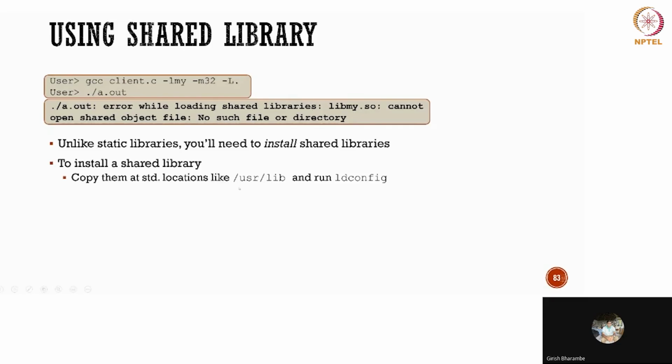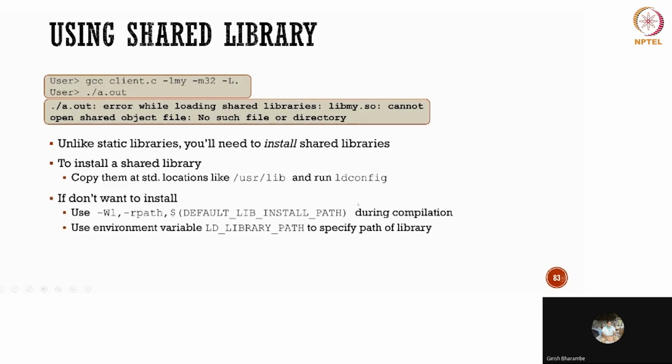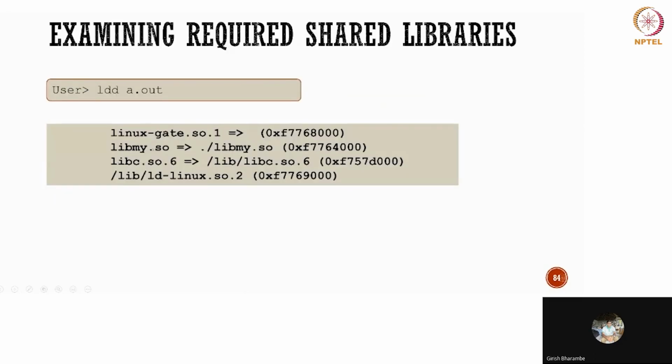Installing them could mean that you might have to copy it to some standard location like /usr/lib and then run ldconfig, which will update it. Or you can hard code the path to it during the compilation. Or you can use an environment variable called LD_LIBRARY_PATH to specify to the dynamic linker from where it can find the dynamic library. Okay. If you have any executable, you can run a command like ldd a.out, which shows what the dependencies are.